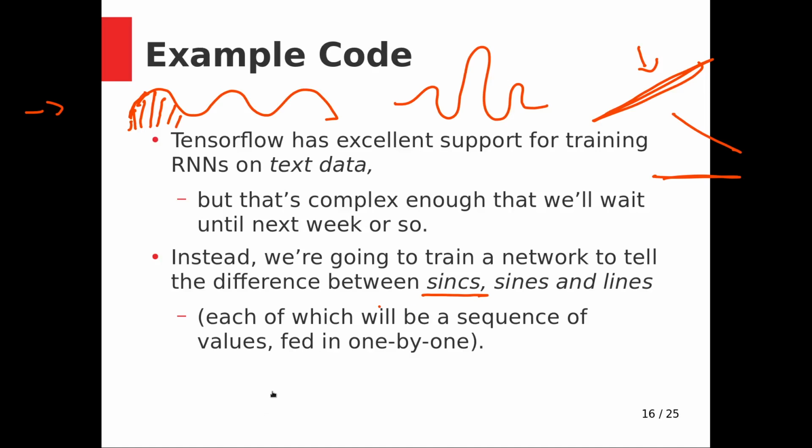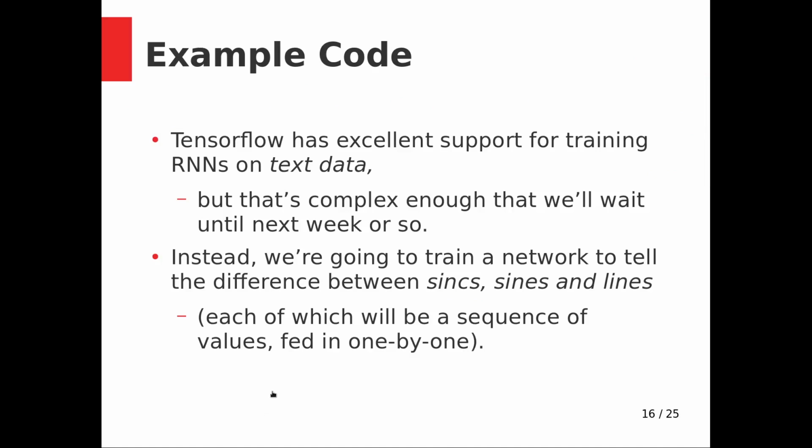Okay. So yeah, these are the run on the entire sequence and then produce one output at the end variant, right? Because it's going to get shown every element one at a time. And then it's going to have to say at the end that was a sine.